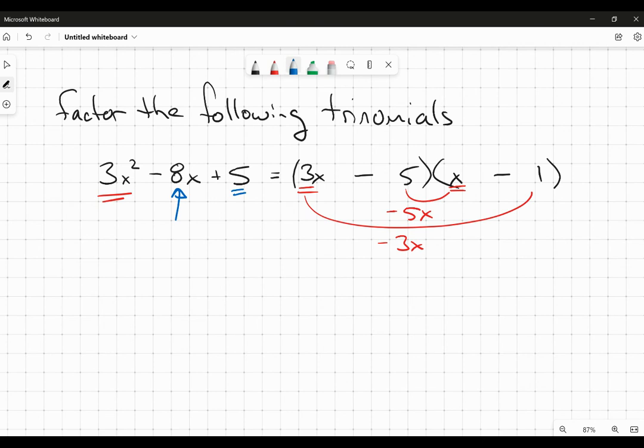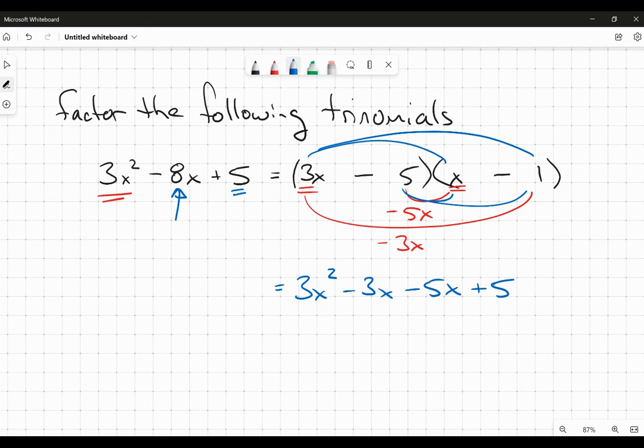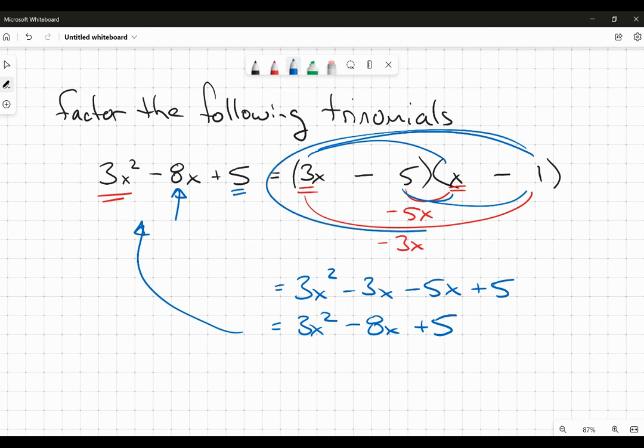Now let's just double check that. Does that work? Well, I'm going to take the two terms in that first binomial and distribute them to the two terms in the second binomial. So 3x times x, 3x squared. 3x times negative 1, negative 3x. Negative 5 times x is going to be negative 5x. And then negative 5 times negative 1, that's why that became a positive, because both of those terms were negative. Good. So 3x squared, I combine the linear terms, negative 8x plus 5. That was what I was looking for to begin with. So I know that this right here is the factorization that I'm looking for.